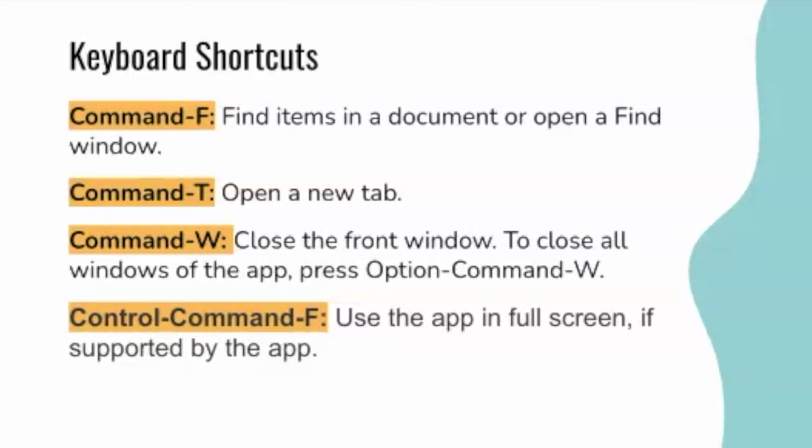So let's say you open up a new tab and you don't like what's on the screen. You can quickly hit Command W and it will close or exit out of that tab. And then you have Control Command F, which will create your app in full screen. So it will change your app or whatever document you have open and make it full screen.